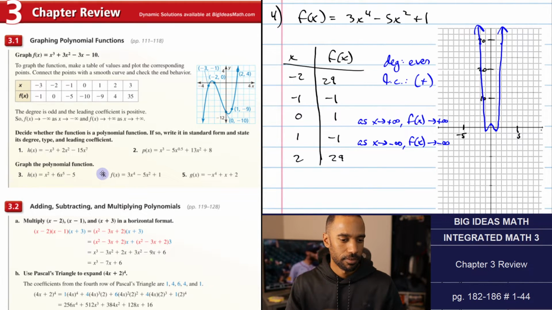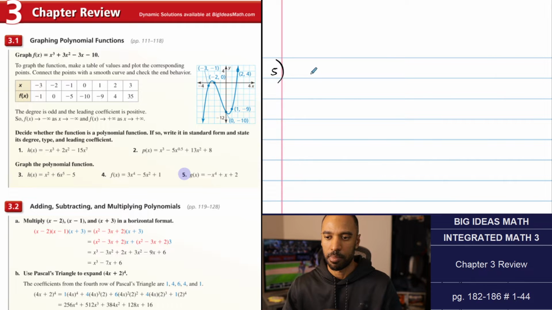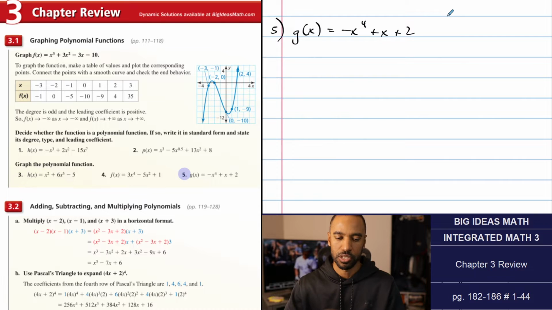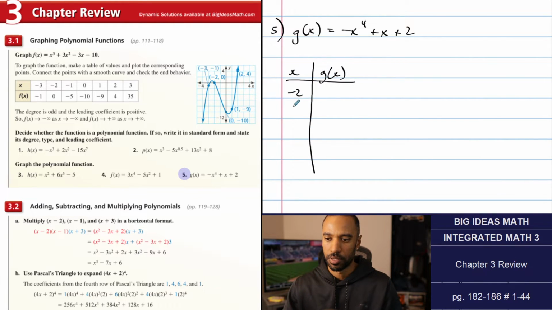Then number 5, g of x equals -x to the 4th plus x plus 2. Once again, it's a quartic function, so you might see more of the same. It might not be fully as symmetrical as last time. This doesn't actually appear to be an even function because of that middle term. But let's go and substitute our numbers. We're probably going to get a similar-esque looking graph. Maybe not quite as tall. But x and y, let's substitute these, see where we go.